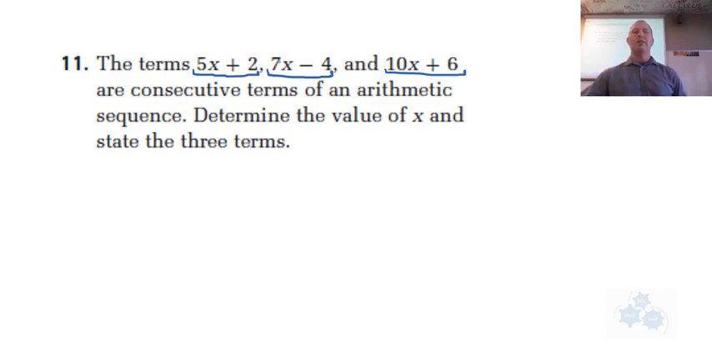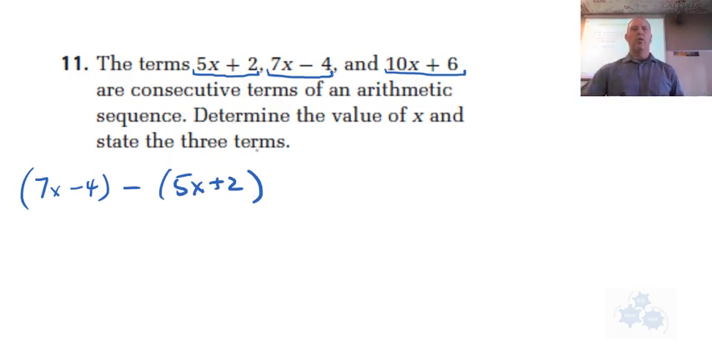If you take any two terms and find the common difference, you would do 7x minus 4 as one term, and subtract 5x plus 2. You take one term and subtract the term just before it, and this is equal to the common difference. Remember to use brackets, because you have to subtract the entire expression. I saw some of you did not use the brackets, and you're going to get the wrong answer.